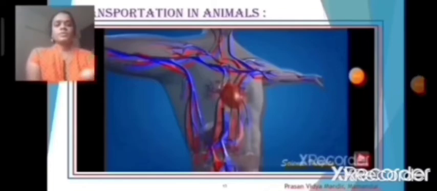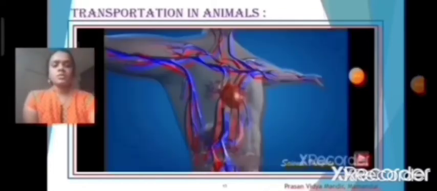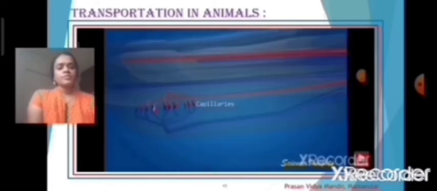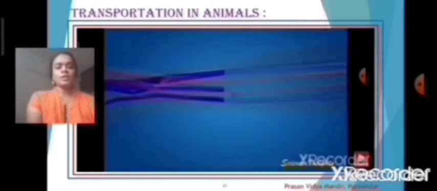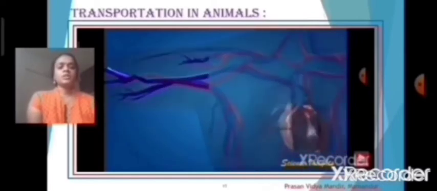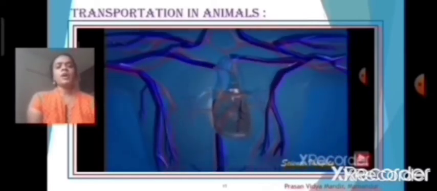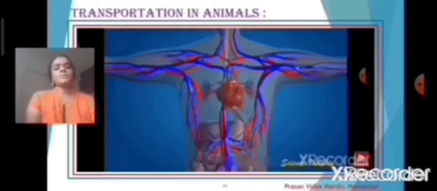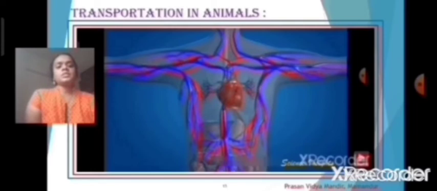So now, coming to the video on transportation in animals, you can observe the video now. See, the capillaries collect the deoxygenated blood, shown in blue color, from the cells and tissues, and it reaches the veins. These veins join together near the heart as the superior vena cava and inferior vena cava. Superior, as the name implies, is the top side, so the superior vena cava collects blood from the brain and head region. And the inferior vena cava collects the deoxygenated blood from the legs, thigh and hip region.